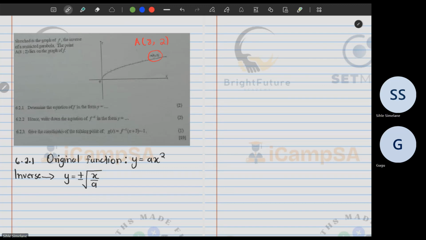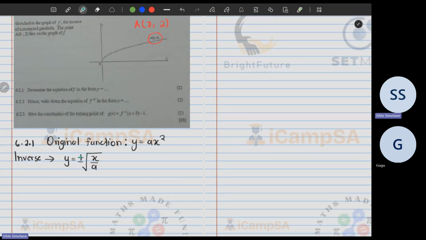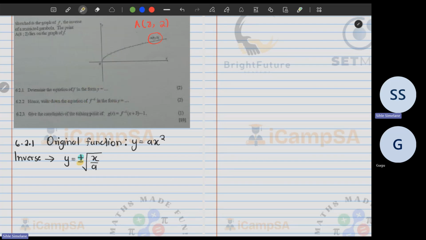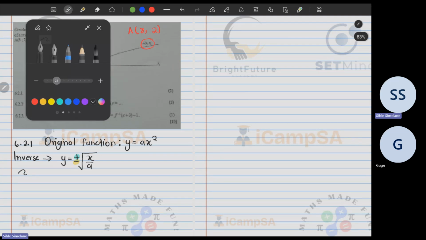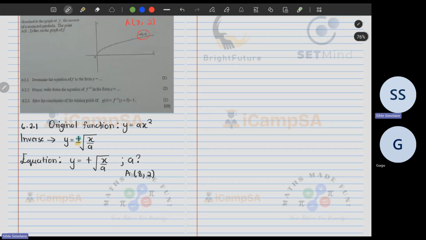Yes. So now we just need to figure out which of the two inverses we are working with. Are we working with the plus or the minus, looking at the graph? The plus. Yep, if you look at the graph, it is the top one. So we are working with this equation here, square root of x over a. Now the issue is we don't know what a is, but we know a point that is given. We are given 8 and 2.